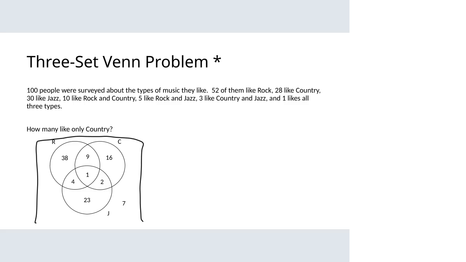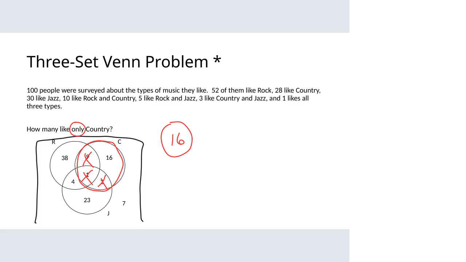So let's see. The key here is the word only. If a question said how many like country, we'd need to add up everybody in that circle. But it says only country, which means they like country and nothing else. So we have to throw out anybody who likes rock, throw out anybody who likes jazz, and we're left with just the 16. So only country is very specific to region 3.